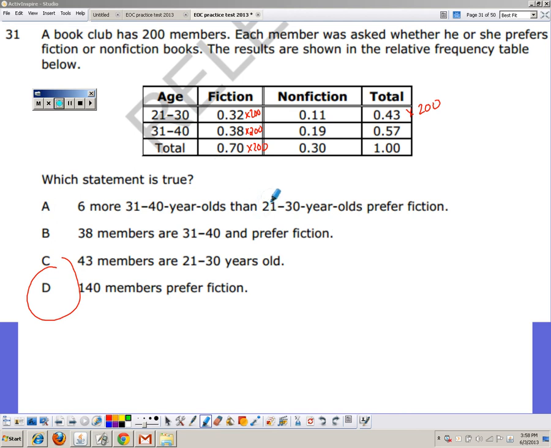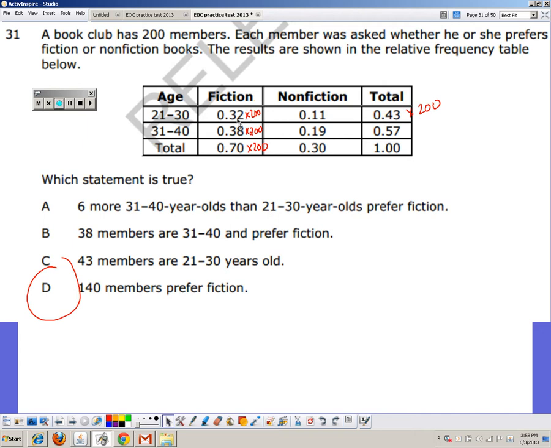This problem 31 is very much like problem 30 that we just did. You have a book club with a total of 200 members. And you look at this column. The columns again are set up as percents, but the percents are given to us as decimals. So this is 32%, 38%, 70%. And they're comparing 31-year-olds to 21-year-olds.